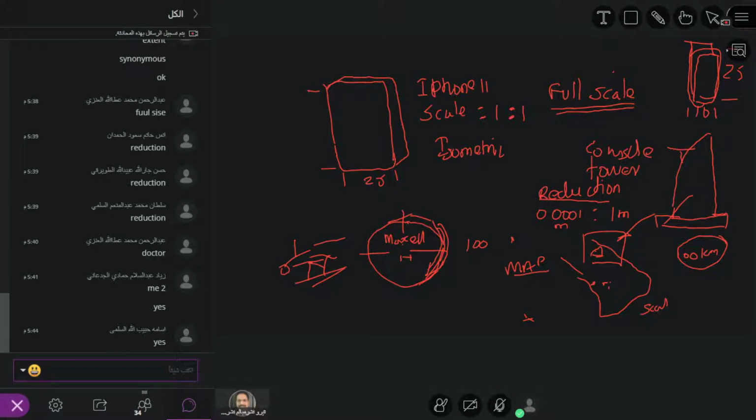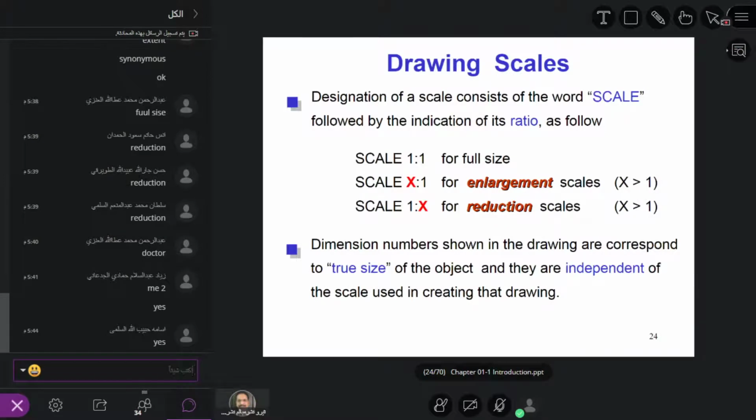So that is how scale 1 to 1 is full, some x to 1 is enlargement. That means if it is 20 times, actually it is smaller. If the original scale is 1 and you are reducing it, 1 to 2, 1 to 5 means it is half of the scale. That is how I have to find the size. Dimension numbers shown in the drawing correspond to the true size of the object, independent of the scale. So this is also a very important factor you should remember.